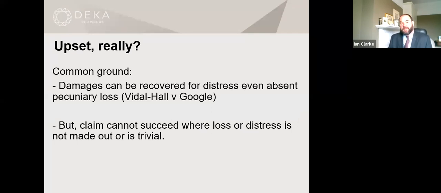It's common ground that damages can be recovered in data claims for distress, even absent pecuniary loss. So it's a bit of a head scratcher, really, for common law lawyers that you can get your claim going without proof of any damage, just asserting that you, the claimant, are upset. But you can do it, nothing wrong with it. But you've got to prove it. The claim can't succeed where the loss or distress is not made out, so the claimant doesn't prove that they were upset, or that such distress is not more than de minimis, is trivial.